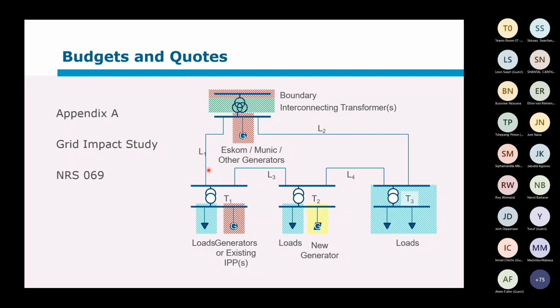Okay, and those upgrades are because the existing capacity is insufficient to allow for that generator. And this is something that would come from the grid impact study. That's correct, yes. Okay, good, thank you.